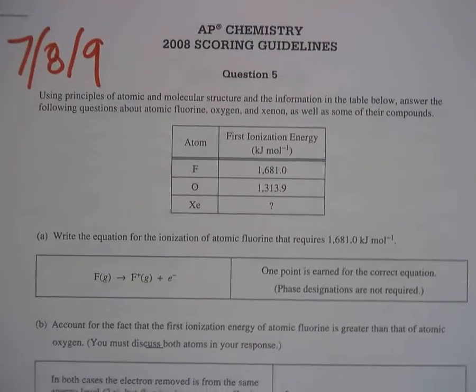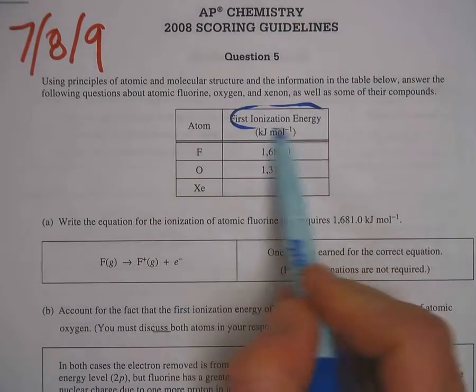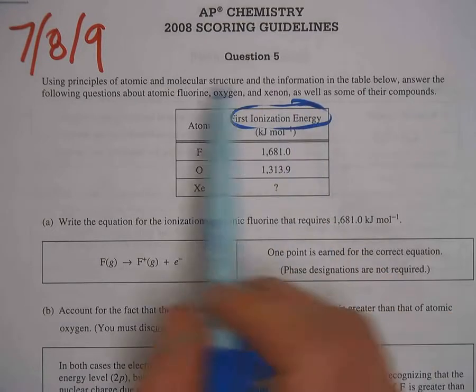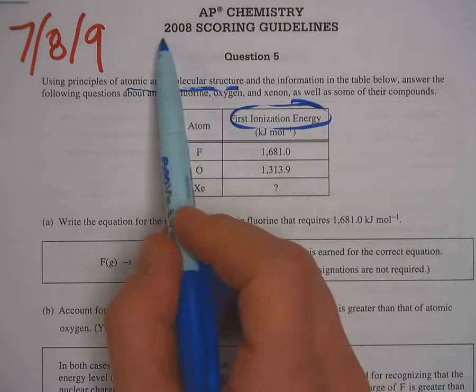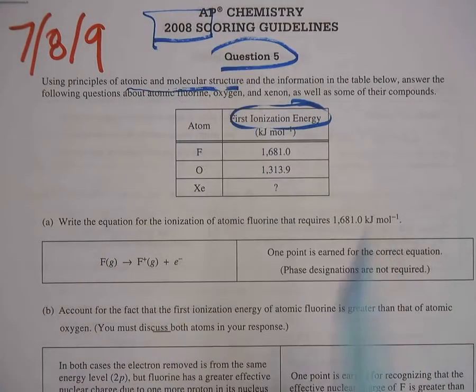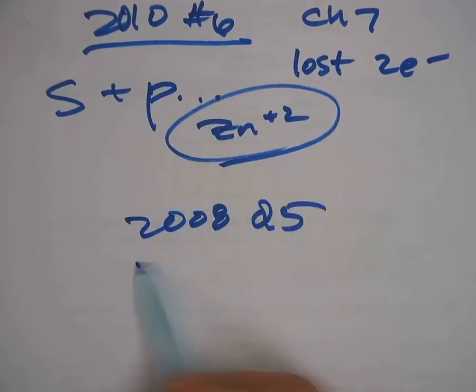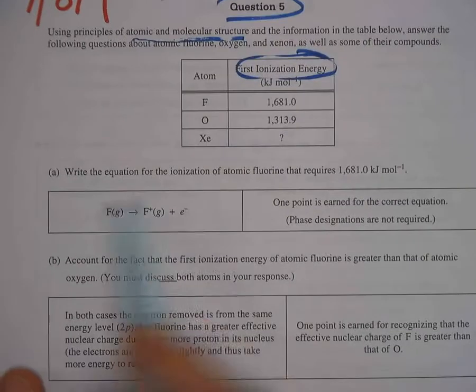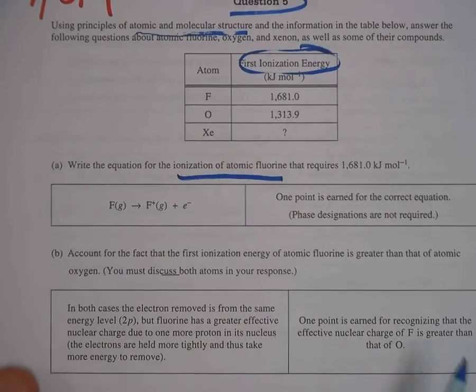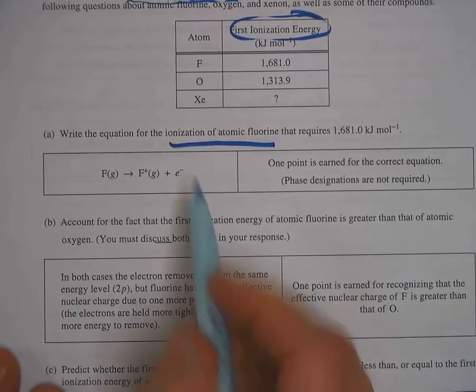electrochemical reaction. We'll hit that one again back in chapter 20. More chapter 7 stuff though. Here's a little table. Ionization energies, using the principle of the atomic molecular structure. Hey, this is 2008 question 5, write that down. 2008 question 5, okay? Write the equation for the ionization energy. Told you they'd ask you to write the equation.